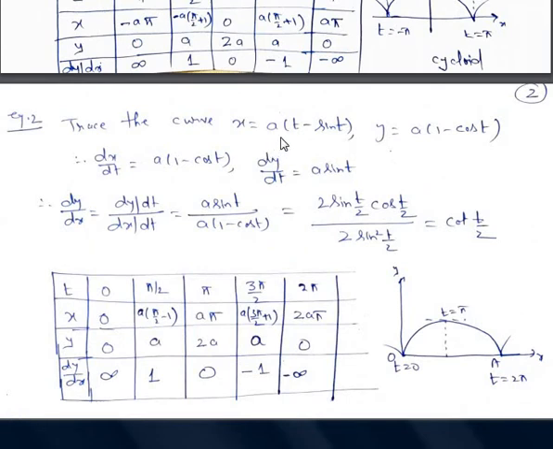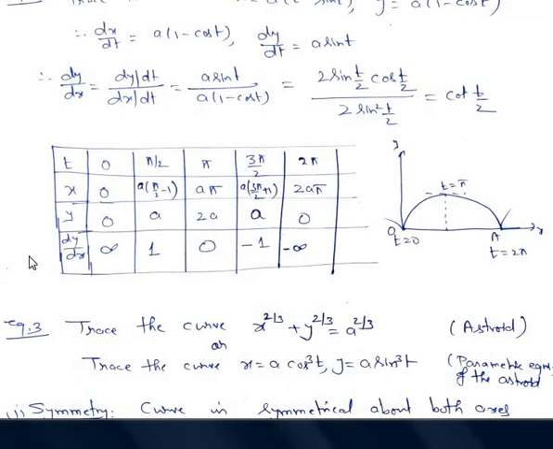Trace the curve x = a(t - sin t), y = a(1 - cos t). So dx/dt is a(1 - cos t), and dy/dt is a sin t. So therefore dy/dx is equal to a sin t divided by a(1 - cos t). For sin t, write 2 sin(t/2) cos(t/2), and 1 - cos t is 2 sin²(t/2), which comes out to be cot(t/2).